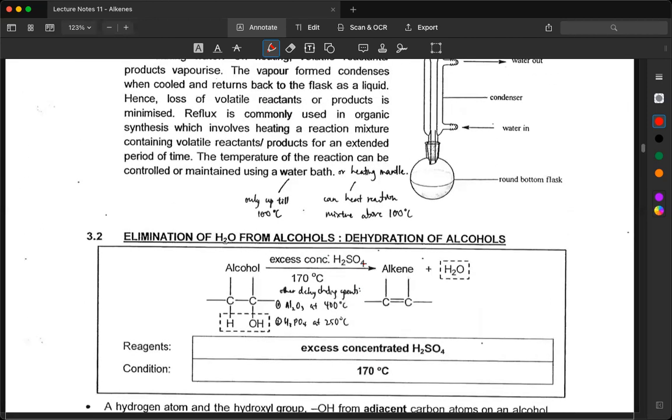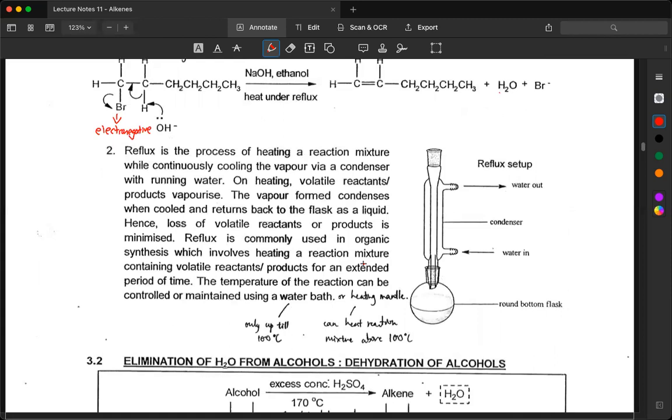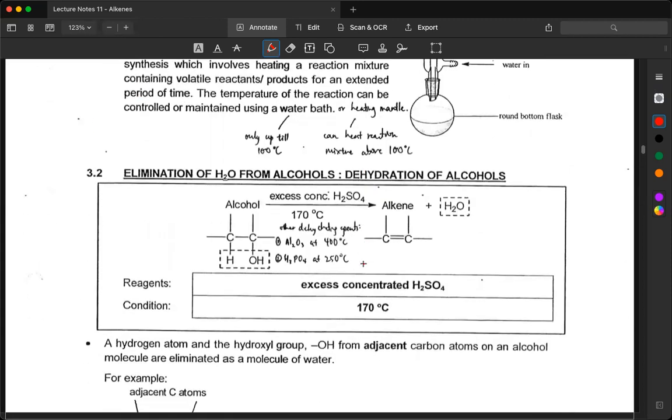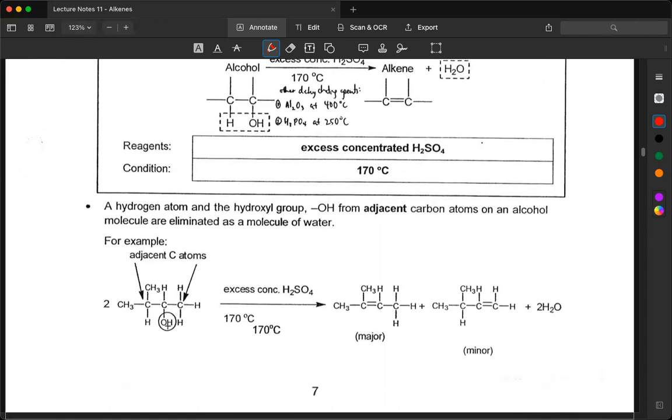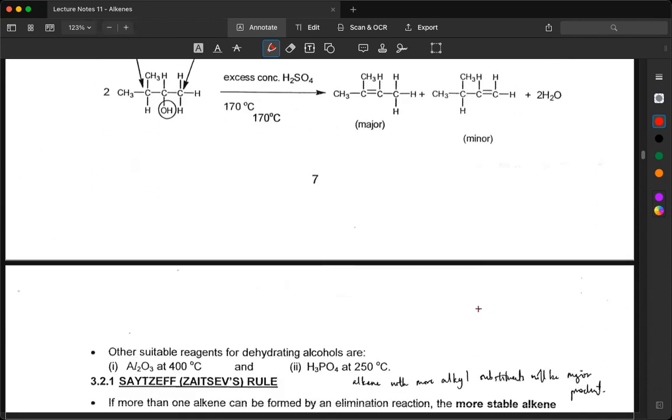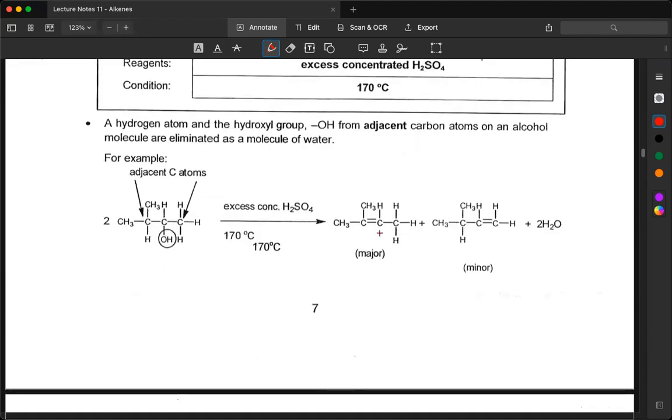So just now we were eliminating from a halogenoalkane. Now we are removing from alcohol. The hydrogen atom and the hydroxyl group OH from adjacent carbon atoms on the alcohol molecule are eliminated as a molecule of water. So we have two possible products formed, a major product as well as a minor. Which is major and which is minor really depends on the structure.